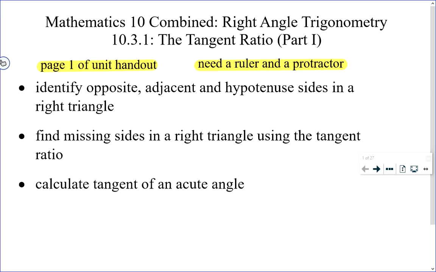We're getting a start today on Unit 2, which is called Right Angle Trigonometry. And this corresponds to Chapter 3 of your textbook, although we're not going to be using your textbook for anything at all in this unit.